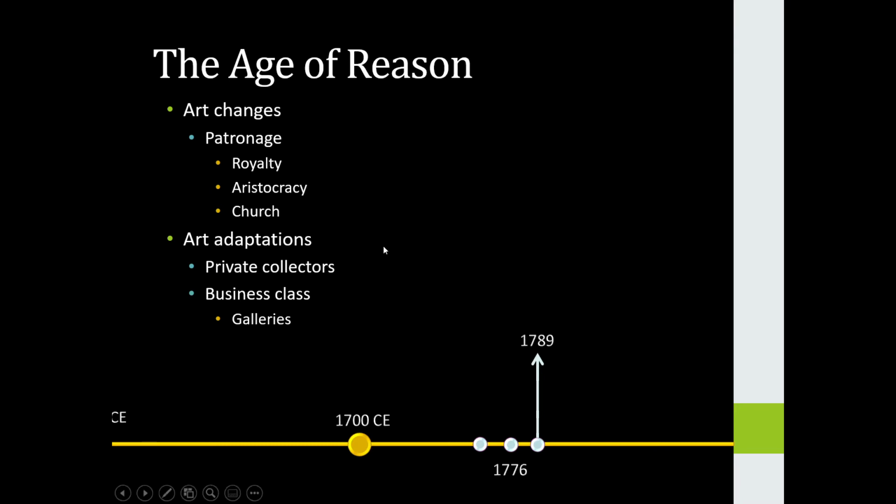Now the private collectors were those who still wanted to acquire the artworks, but were not loud about it, right? So we had private collectors and we had the business class. Now with the business class, how are you able to show your artwork? How can you show the items you had in your house, your inventory?